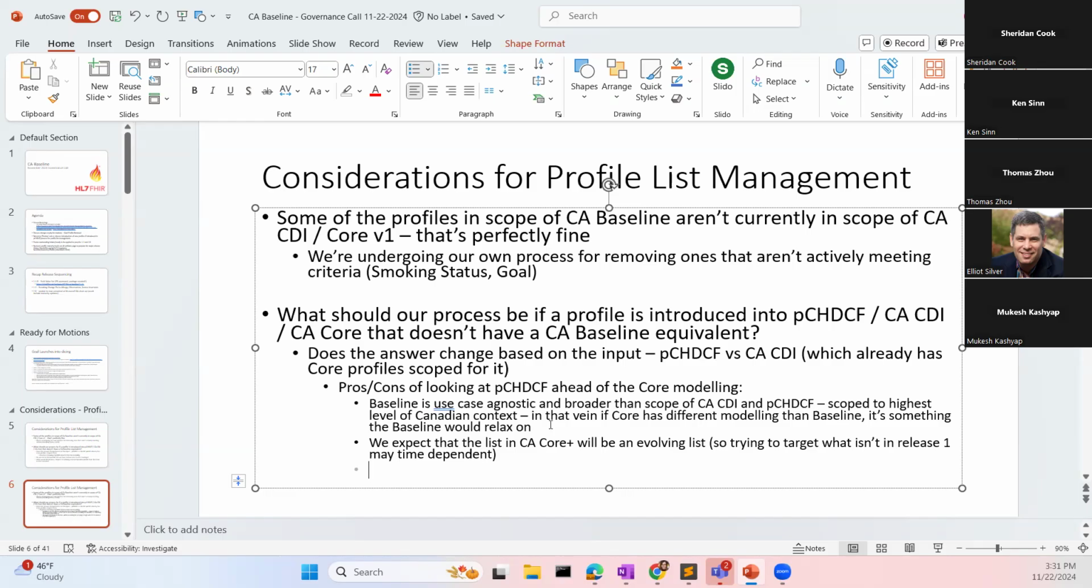So on two logical fronts, Elliot, you're saying this might be the reason why we don't draw a parallel one-to-one with PCH, DCF? That would be my thought, yeah. Are there any counter arguments to that or other considerations?